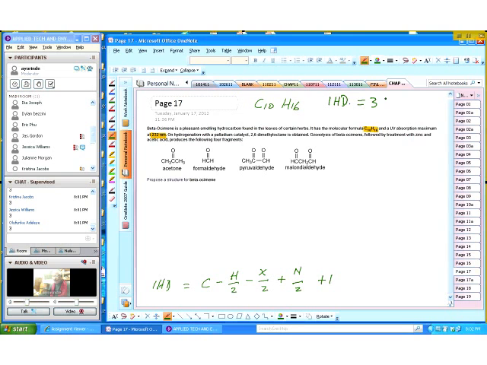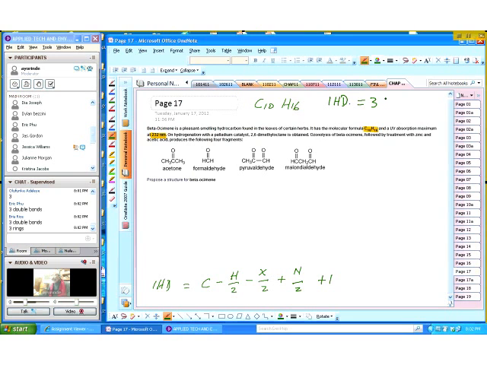So what does that mean? I give you an IHD of 3. What exactly does that mean? What am I supposed to make of that information? It means that you have either 3 double bonds, or 2 double bonds and a ring, or 3 rings. Excellent.